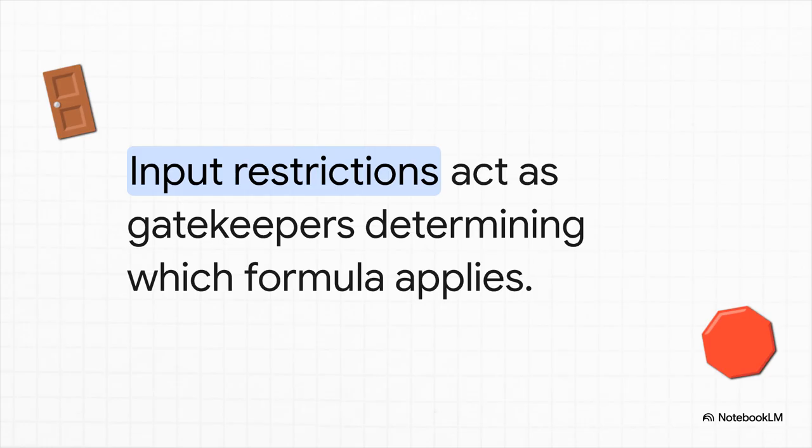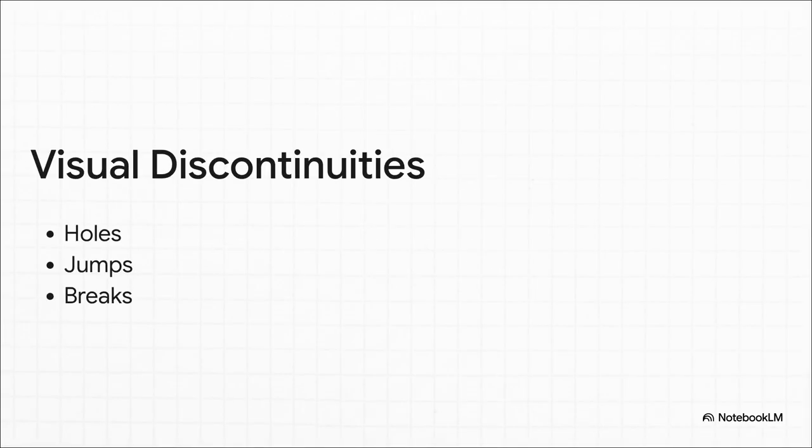Because we're using different formulas on different intervals, the graph you end up with at the end might look a little fragmented. You should actually expect visual discontinuities, things like holes, jumps, or complete breaks in the line. So, if you're graphing and your line suddenly stops, jumps up a few units, and starts again, don't panic. You probably haven't made a mistake. That is perfectly normal for a function whose rule suddenly changes.